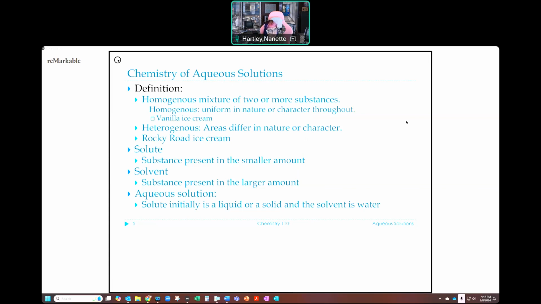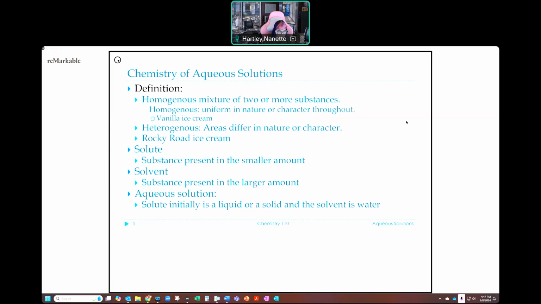We also talk about some different parts of that mixture. One of them is called the solvent, and it's usually the liquid that everything is dissolved in. It's the substance present in the larger amount. We also talk about the solute, which is the substance present in the smaller amount that's dissolved in it. So when we talk about salt water, the water is the solvent and the salt is the solute. It's what's dissolved in the water.